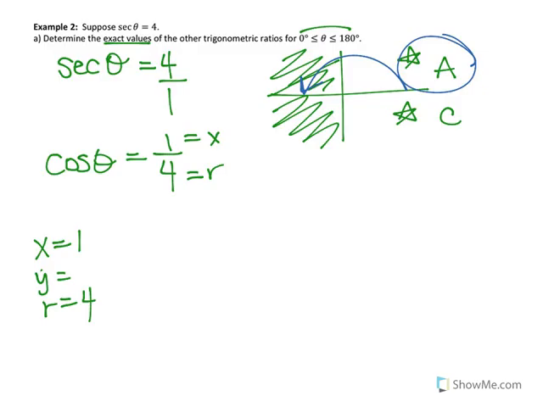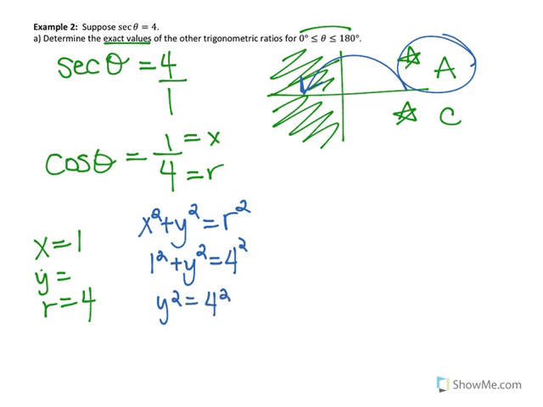So we're going to find y, so we're going to go x squared plus y squared is equal to r squared because we know it is a right triangle. We know x squared is 1. We do not know y squared, but we know r squared is 4. So we have y squared is equal to 4 squared, subtract 1 squared, and then we square root. So you have the square root of 16 minus 1, so we have the square root of 15. So now we can find all of our ratios.